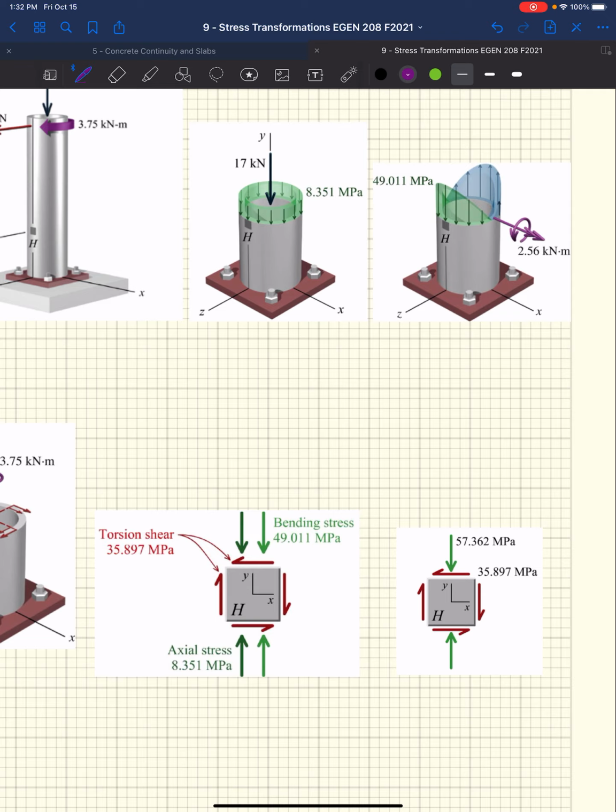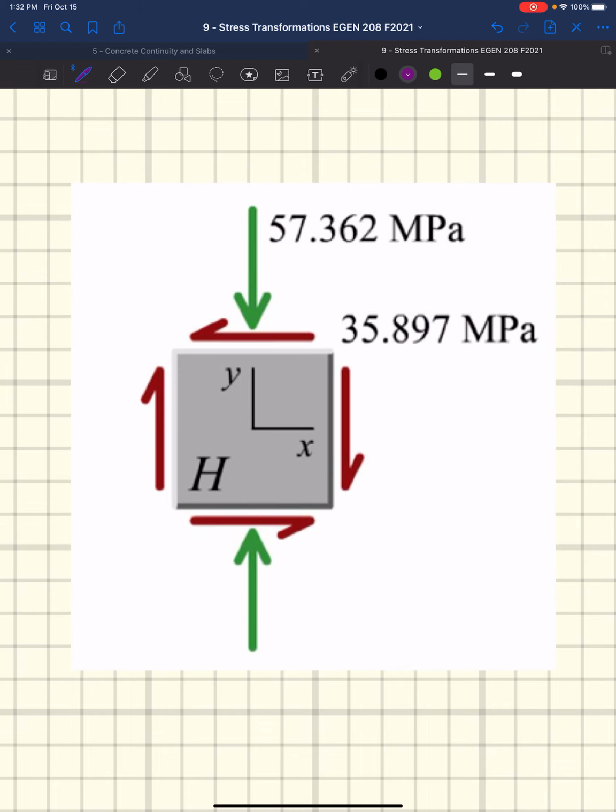So we end up with this final stress state based on our applied loading. That looks something like this, right? We've got shear stress, which we know comes from the torsion, and we've got this normal stress on the top and bottom face, or the Y faces, of 57.36 based on adding in our bending stress and our axial stress. Okay. So that just kind of sets up what we know.